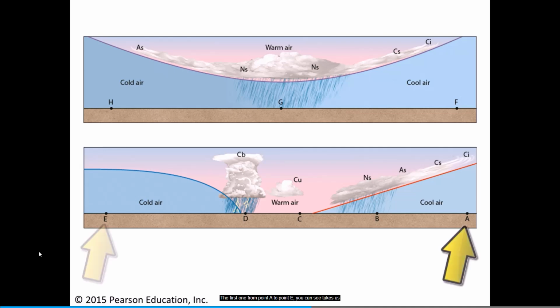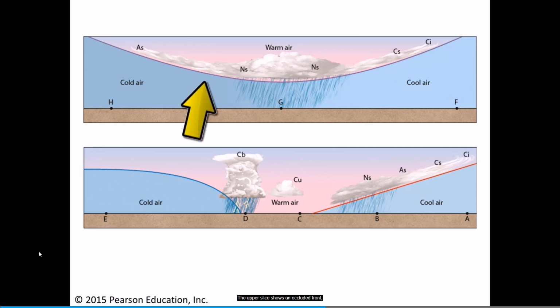The first one from point A to point E, you can see, takes us from a cool air mass across a warm front to a warm air mass, across a cold front to another cold air mass. The upper slice shows an occluded front, so that's represented with that purple color, and you can see that mass of warm air aloft and cool air below.